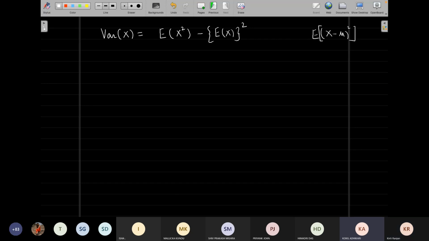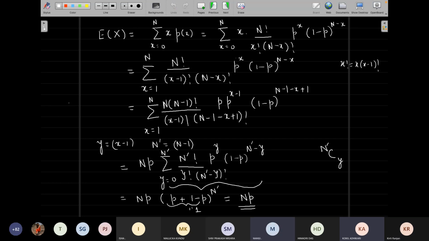Sir, in the previous page, you have written x equals to summation x is equals to 1 to n. Yes. Sir, in the second line, how is it changing from x equal to 0 to 1? That is clear from the definition itself. Look at the definition of the expectation value of x: x times p of x, right? And p of x is between 0 and 1, right? Yes, sir. So if you expand the term, what will be the first term?